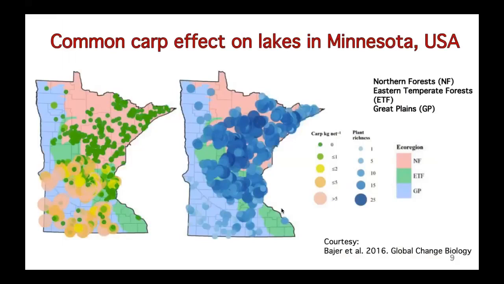On this side, we're looking at a map that shows the density of carp, with carp kilograms per net as a proxy. When you see a big pink dot, that's where carp are more dense on the map. And on this side, you can see where plant richness is in Minnesota, and you can see that these really don't overlap very well, with carp pushing out plant richness in this part of the state.